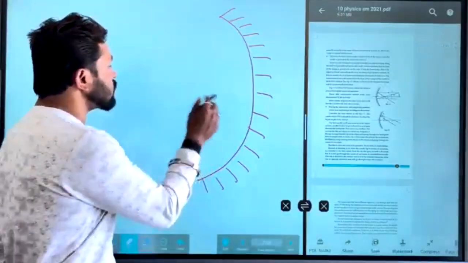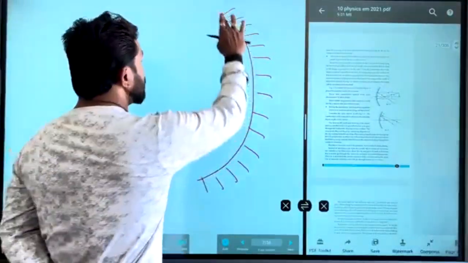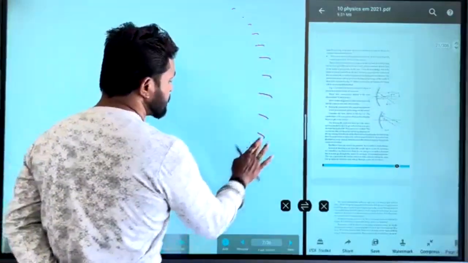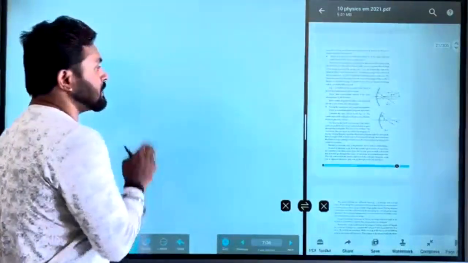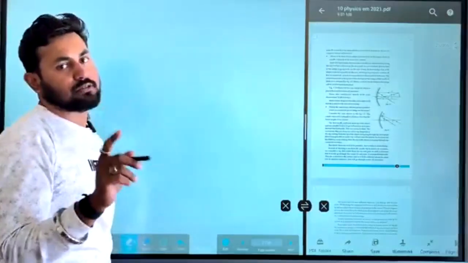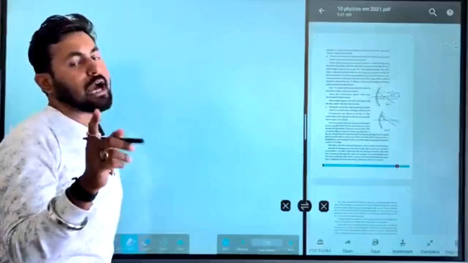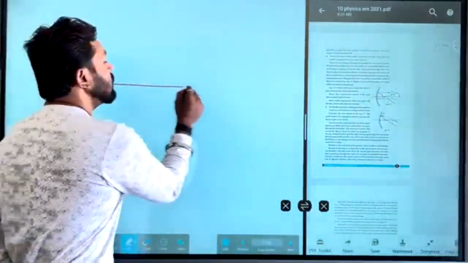Now moving ahead, this is a concave mirror. Let me draw this a bit closer so that you will be able to understand, because this is a special case and very important. Please mark it. This was very important from the board's point of view.